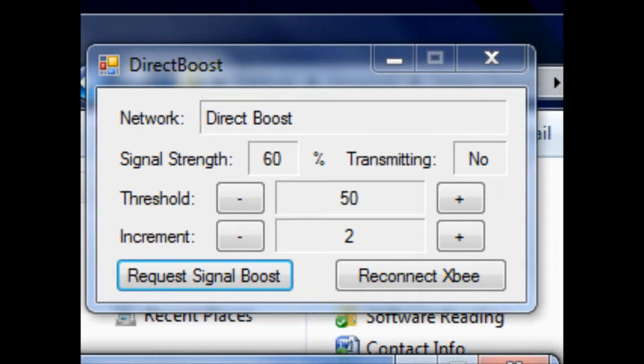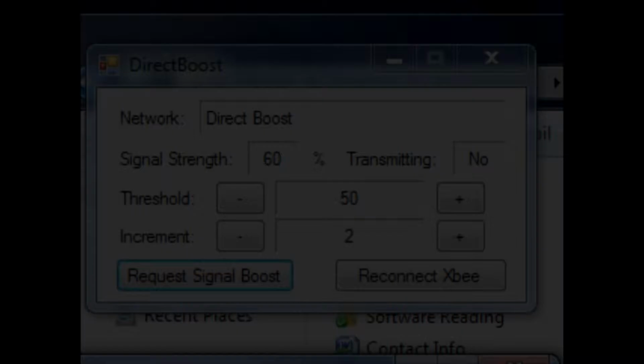Here you can see our client software with our threshold set at 50% and our signal strength fluctuating between 60 and 80. It drops below 50% here and then begins transmitting. Once it rises back above 50%, the transmission stops.